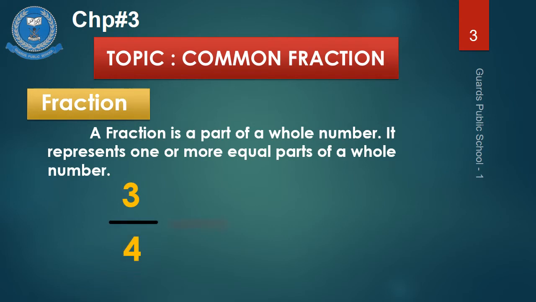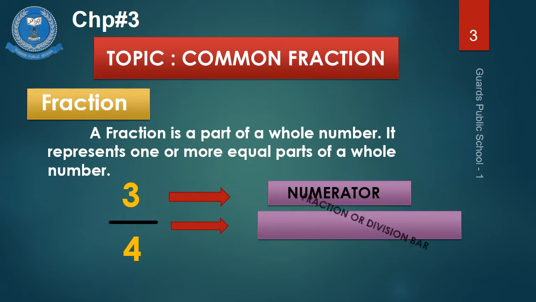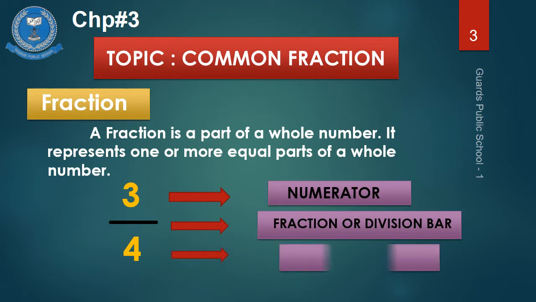The number above the line is the numerator. It indicates the number of equal parts considered. The line is called fraction bar or division bar. The number below the fraction bar is called the denominator. It indicates the total number of equal parts.